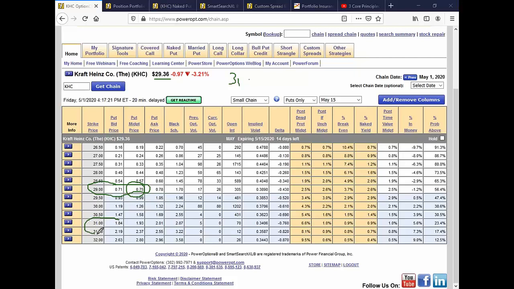Meaning if I thought that Kraft would likely go up to $31 or so in the next 14 days, I think you're saying, why not? What's the difference between selling the 31 strike versus the 29? If I expect this movement to go forward, why wouldn't I sell that higher strike there? Okay, and then you have a follow-up to that, James, I'm going to get to in a second.